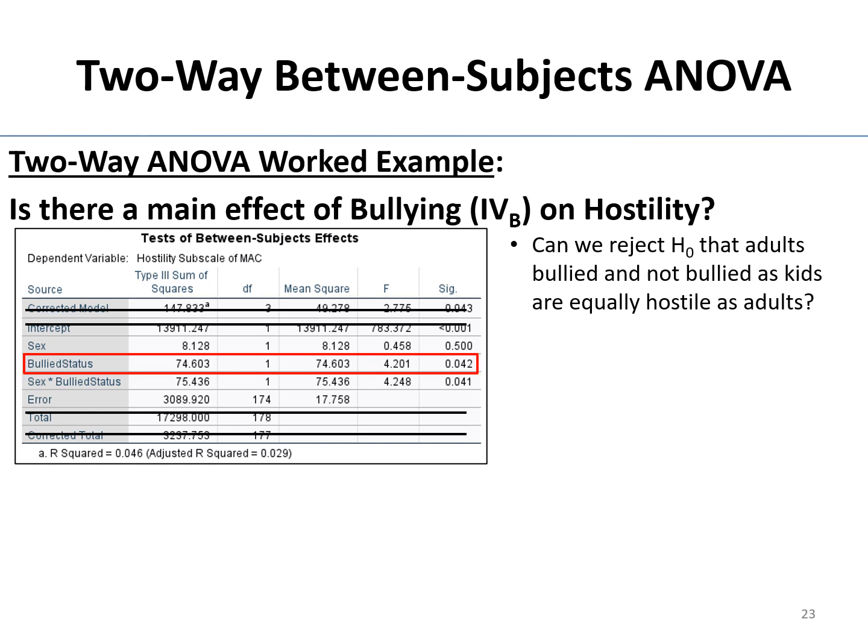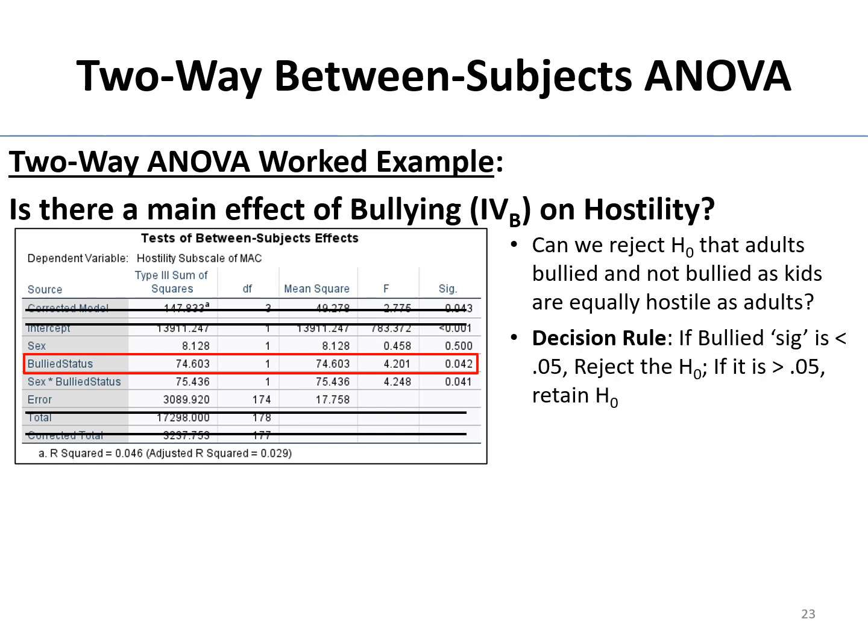There's our row. 0.042 is our SIG. So is 0.042 less than 0.05? Let's see what our rule is. Our rule is, if bullied SIG, in this case because bullied is the name of the row, is less than 0.05, we're going to reject that null hypothesis and say one of these two groups is more hostile than the other. If SIG is greater than 0.05, just retain the null. That is, no difference. So in this case, 0.042 is less than 0.05. So there's definitely an overall difference in hostility between people who were bullied or not.